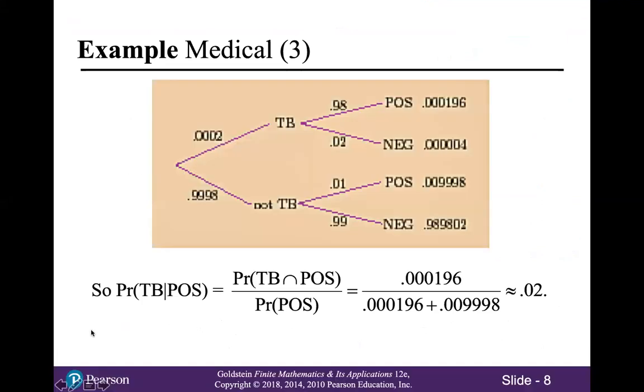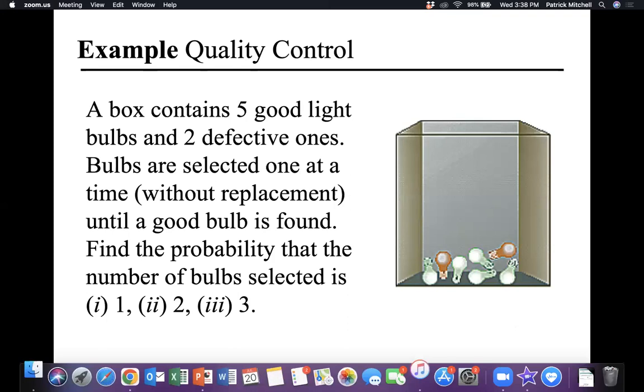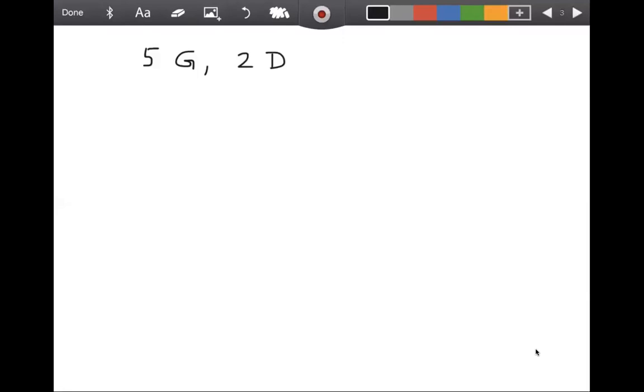All right. Next example, a box contains 5 good light bulbs and 2 defective ones. Bulbs are selected one at a time without replacement until a good bulb is found. Find the probability that the number of bulbs selected is 1, and then 2, and then 3. So once again, I'm going to go over to the tablet. All right. So we have 5 good bulbs and 2 defective ones.